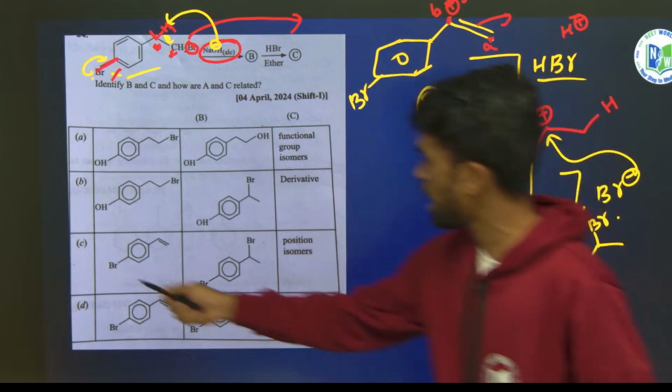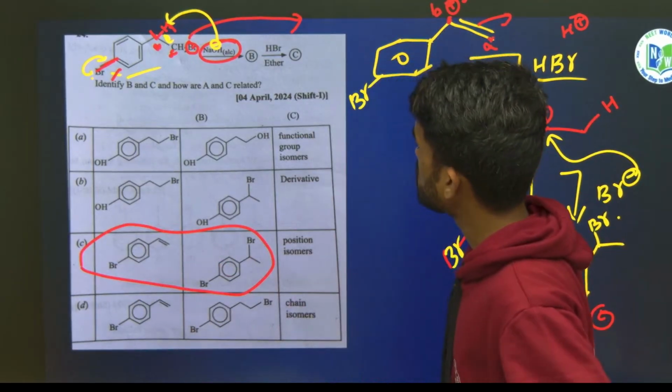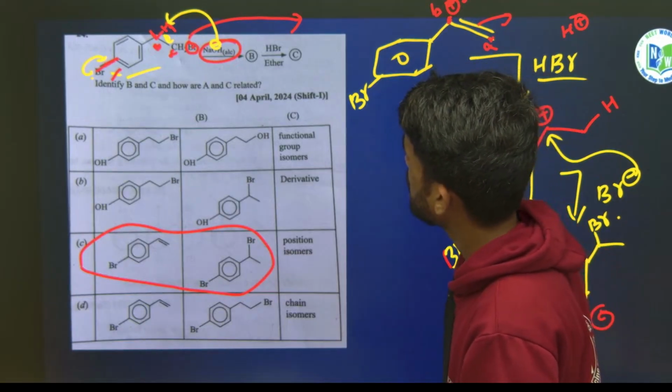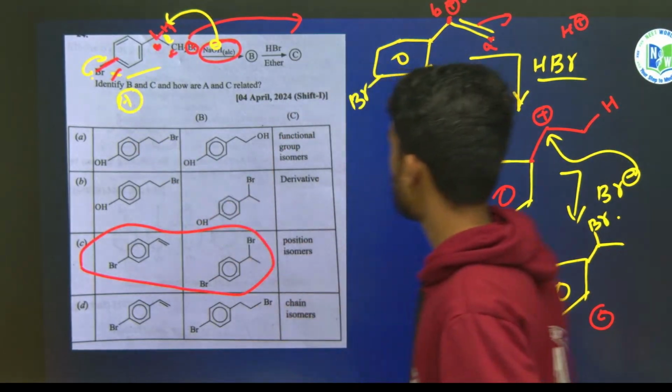So where do we have this among the options? A is something like this, B is something like this, C is this one. So we have option C with this answer. And what about their nature? How are A and B different? This is starting material A and the final product C.